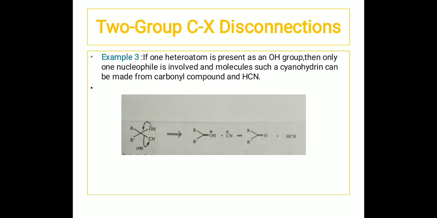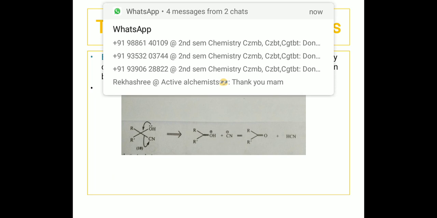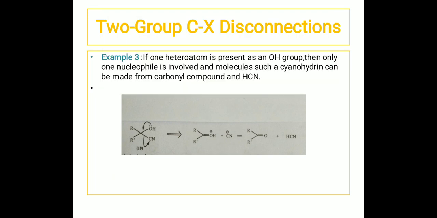So this is again an example for two group CX disconnection, and here we can see that the lone pair on oxygen is going to form a double bond with the carbon, from the single bond of carbon and oxygen, wherein the cyano group is the departing group. So this is going to give rise to the synthons. Now the next step is writing down the synthetic equivalents, which are going to be a ketone and HCN. Hydrogen cyanide is going to be the synthetic equivalent.